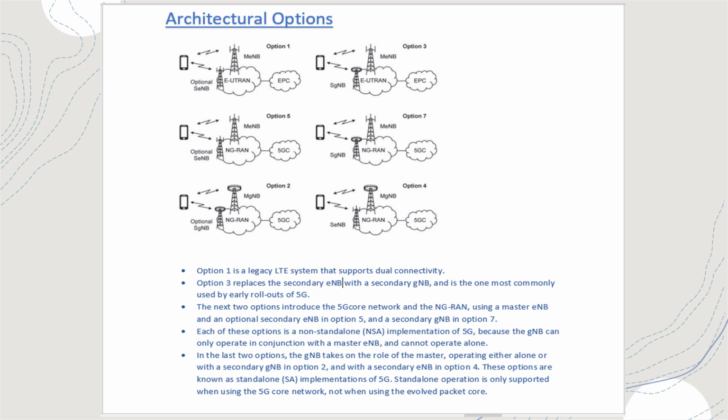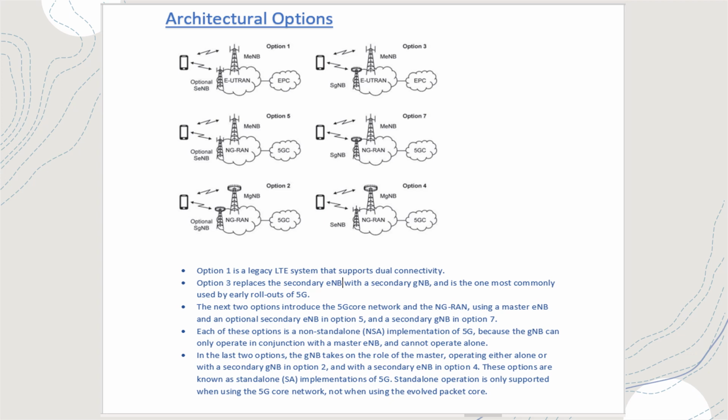The next two options introduce the 5G core network and the next generation RAN using a master eNode B and an optional secondary eNode B in option 5 and a secondary gNB in option 7. Each of these options is a non-standalone implementation of 5G because the gNB can only operate in conjunction with a master eNode B and cannot operate alone.